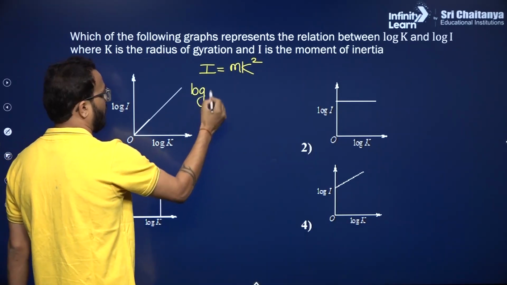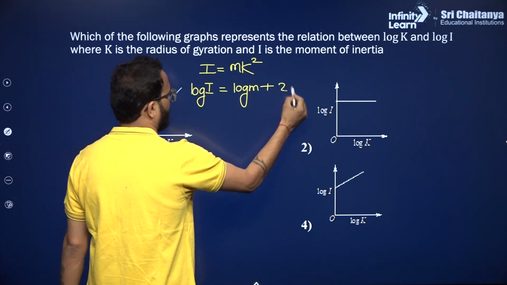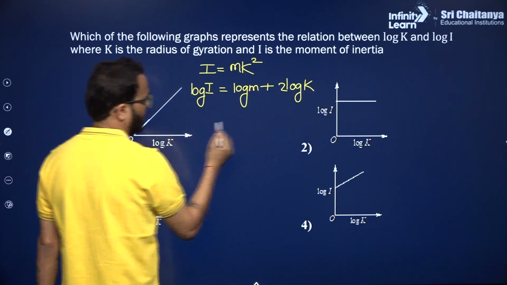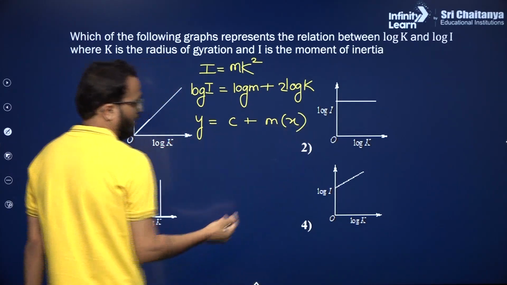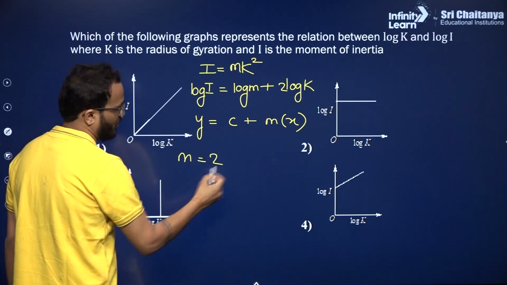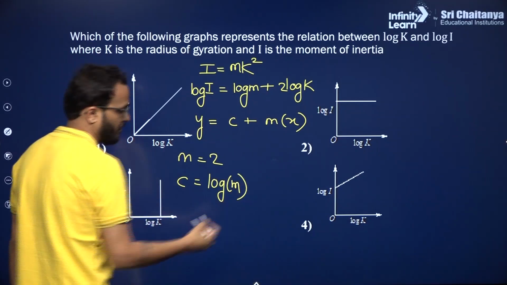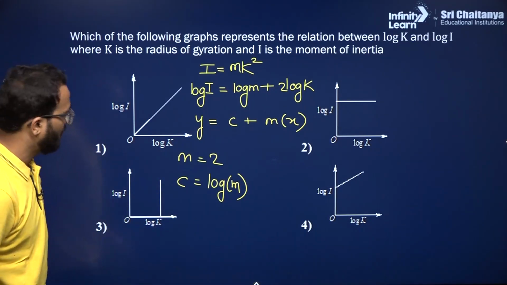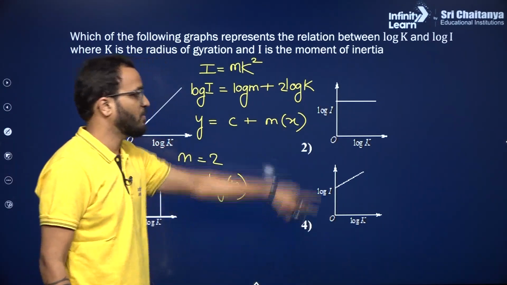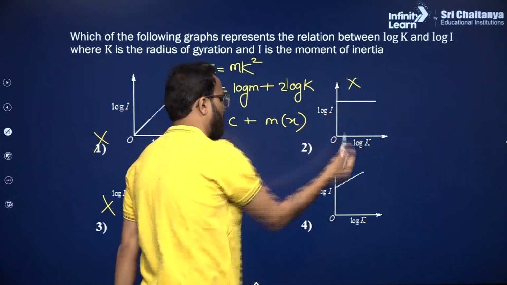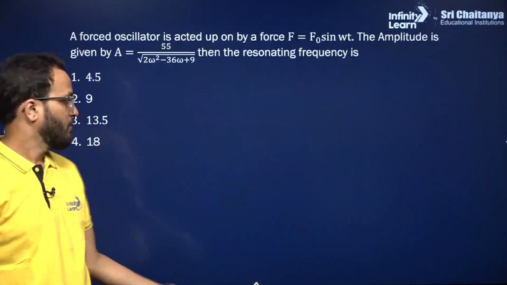Now here we already know, students, that I is nothing but mk square. So log of I is equal to log of m plus 2 times log of k. So this is y, this is c, this is m, this is x. So the slope is equal to 2 units and c is log of mass. So there is a positive y-intercept. So this goes out, this goes out. Positive y-intercept is here and here, but slope is not 0. So this is also out of the question. The only option correct is this, which is a straight line with some slope.